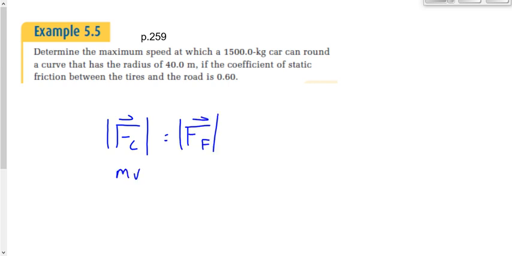Therefore, mv squared over r is equal to mu times the normal force. But the normal force, as long as it's a horizontal road, an unbanked turn, is m times g. Agree? Look at what happens here. What do you notice? What's the shortcut? m cancels. So it doesn't matter how heavy the vehicle is, you get the exact same max speed. Now, some vehicles have better suspension than others and so on, but as far as just purely mass, it doesn't make any difference.